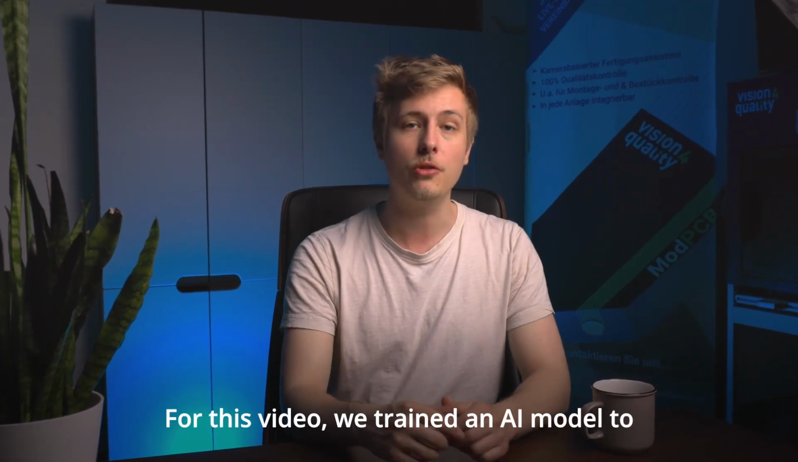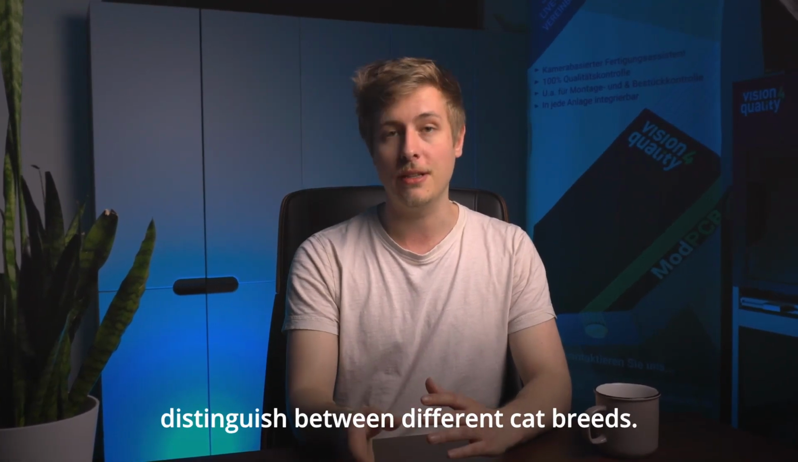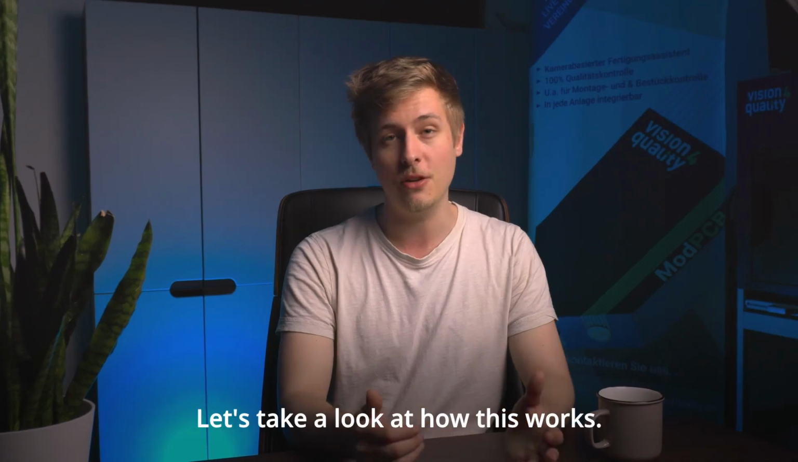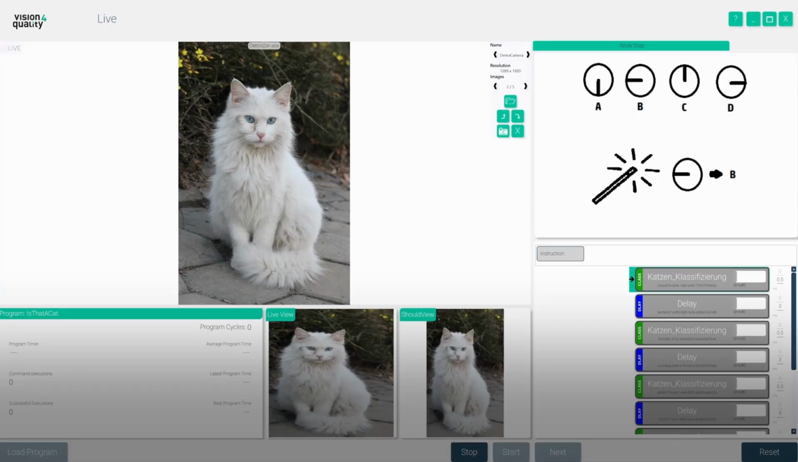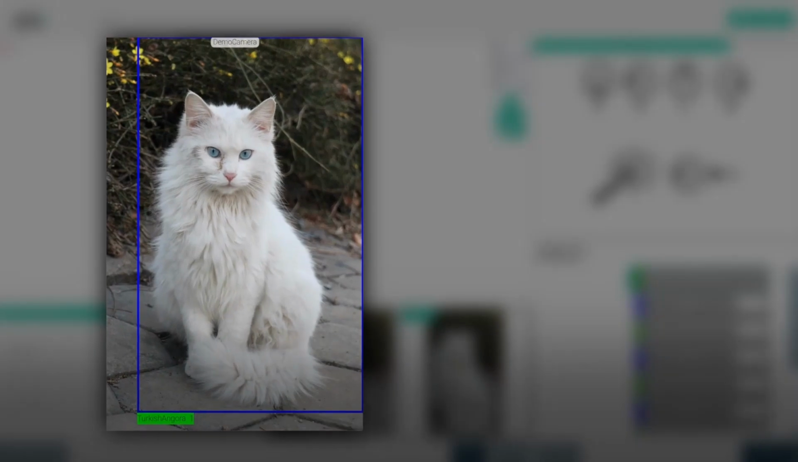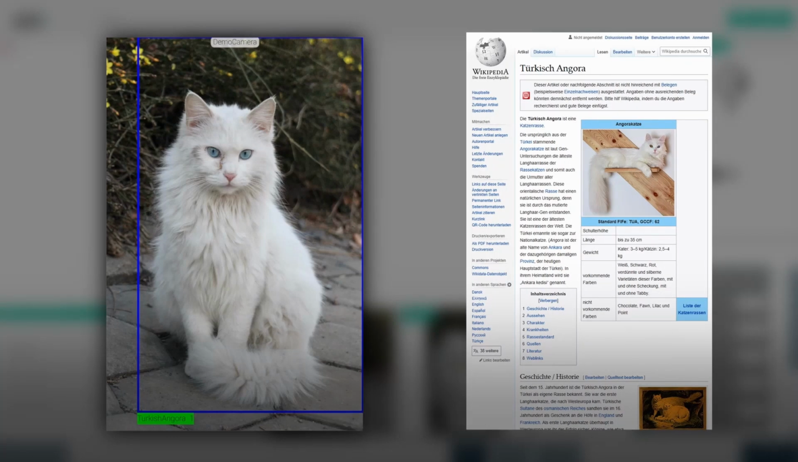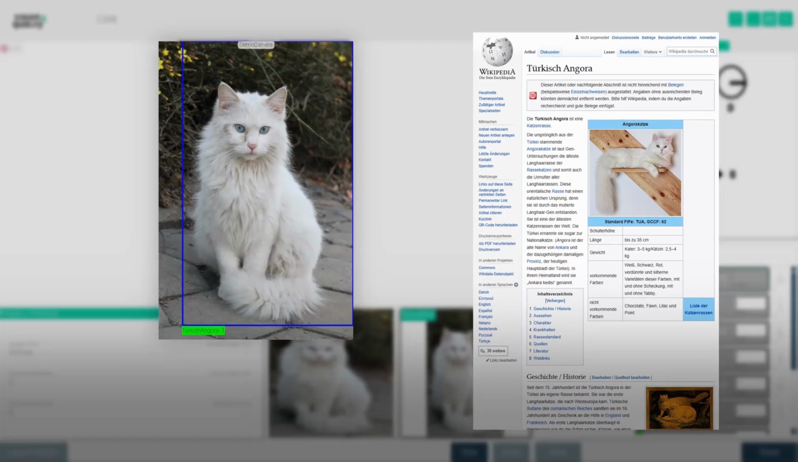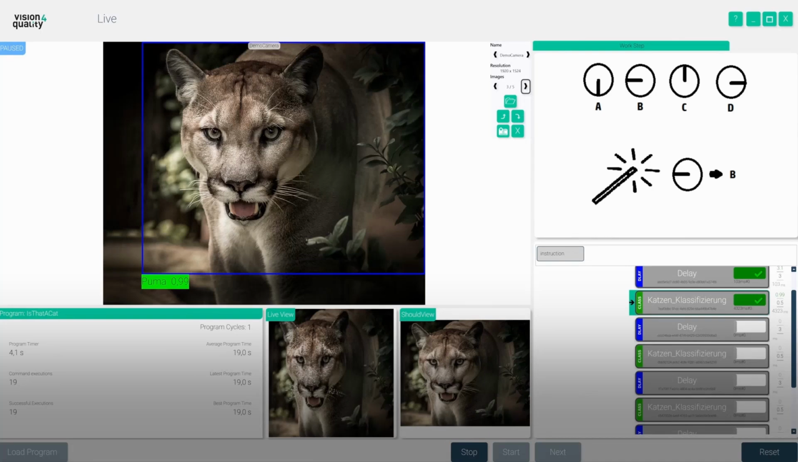For this video, we trained an AI model to distinguish between different cat breeds. Let's take a look at how this works. Let's start with this cat. The AI tells us this is a Turkish Angora. And for everyone who isn't familiar with cat breeds, including myself, here's the proof. Seems to be correct.